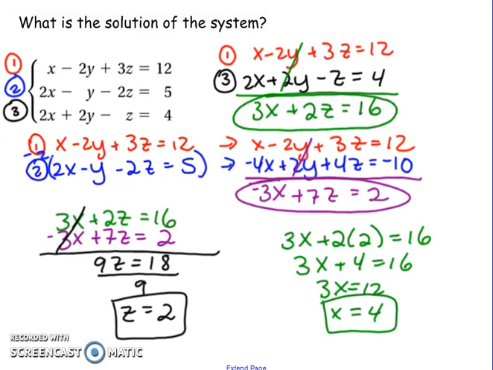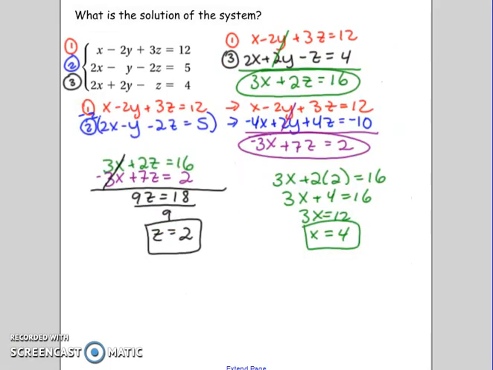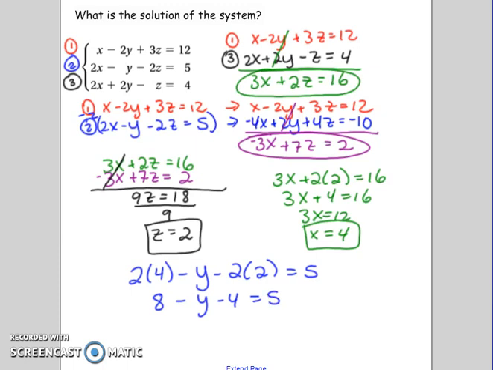Now that I have 2 of my variables, I go back to any of the original 3 equations, and I plug both my x and my z in. So I'm going to take the second equation, so 2 times 4, minus y, which I don't know, minus 2 times z, which is 2, equals 5. So 8 minus y, minus 4, equals 5. So 4 minus y equals 5, minus 4, -y equals 1, so that means y equals -1.